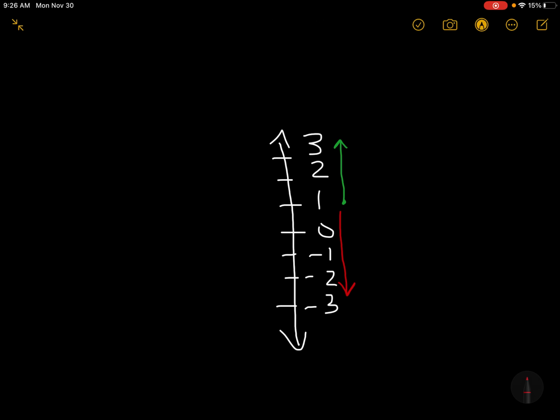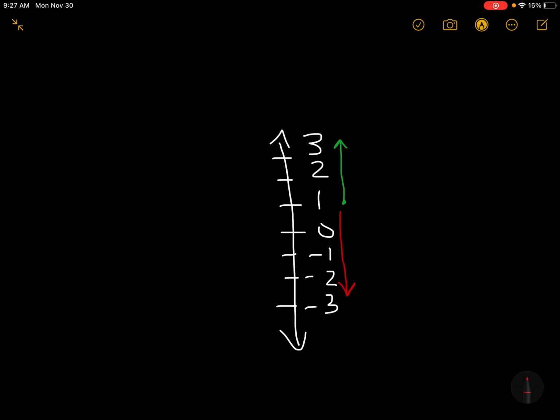So 1 is our starting spot on both of these. Everything that's above 1 in this instance is going to be larger. 2, 3, 4, 5, 6, 7, all of those are going to be larger. Anything that is below that 1 is going to be smaller. 0 is smaller than 1, -1 is smaller than 1, -2 is smaller than 1, and so on.